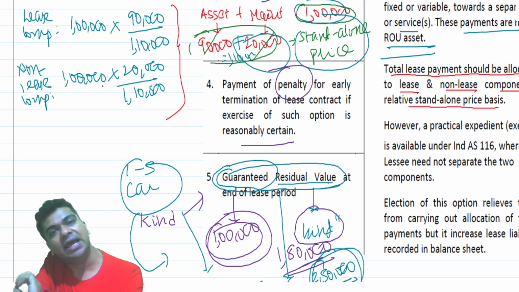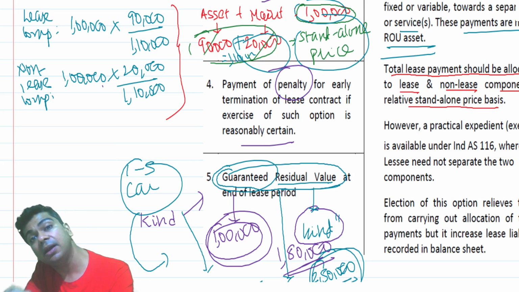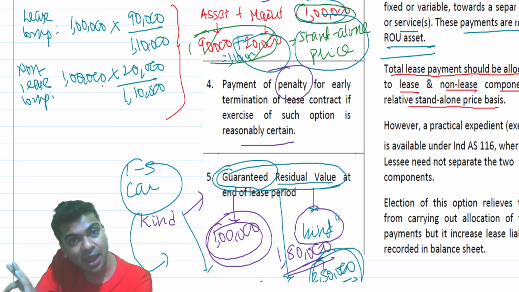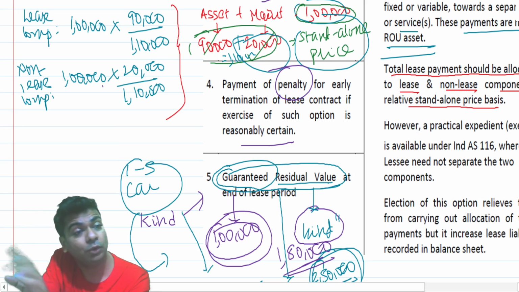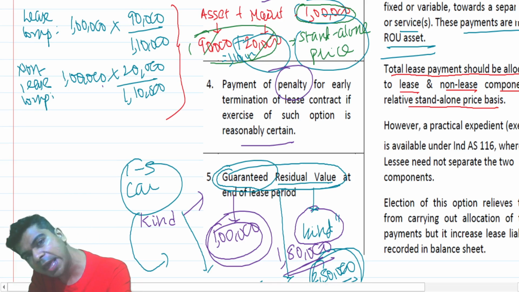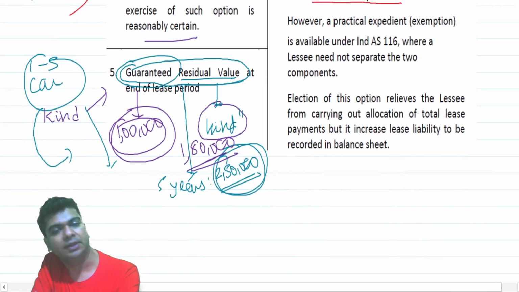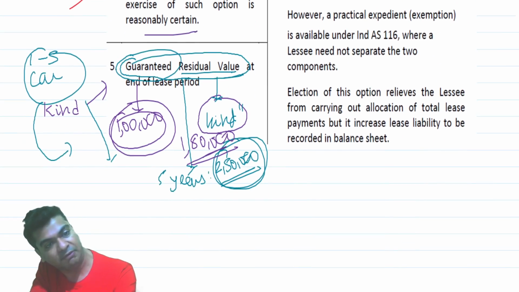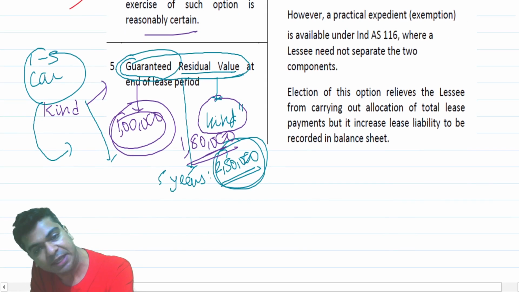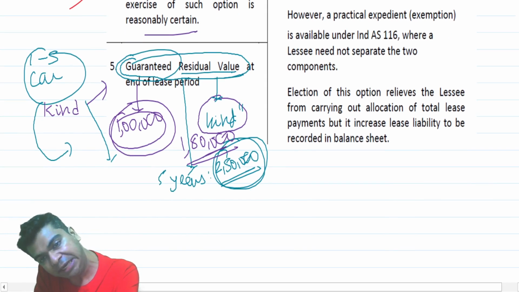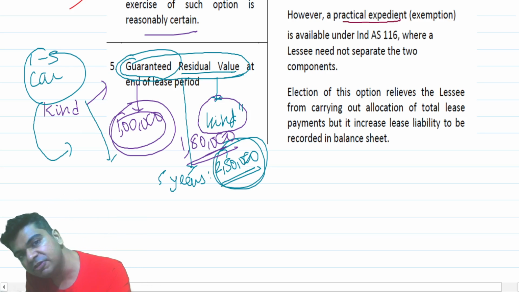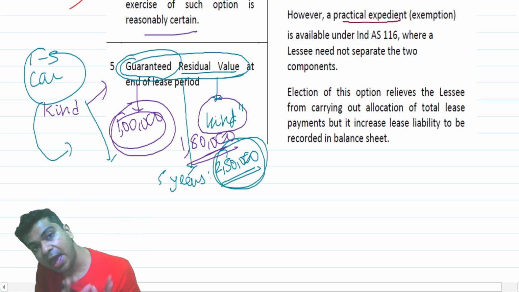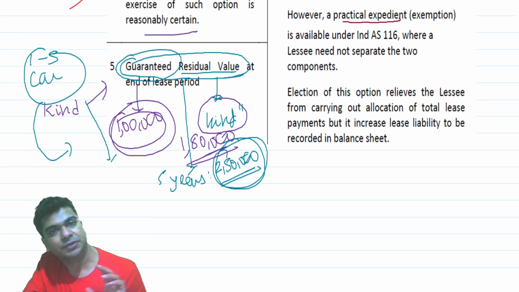But as a lessee, I feel that this is an unnecessary headache that I have to carry out. I feel that why all this allocation and all? I don't want to do any of these things. Do I have a simple way out? Yes, you do have a simple way out. See, they say, however, a practical expedient. They use the word expedient. We can understand this as something as a practical convenience.